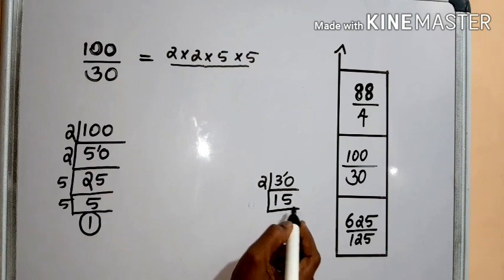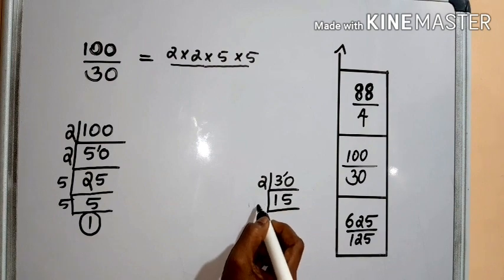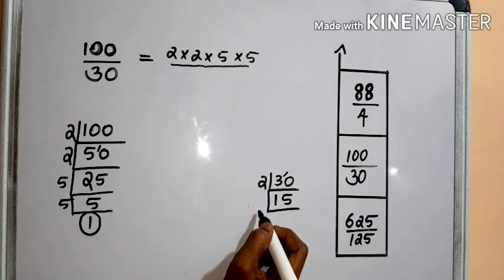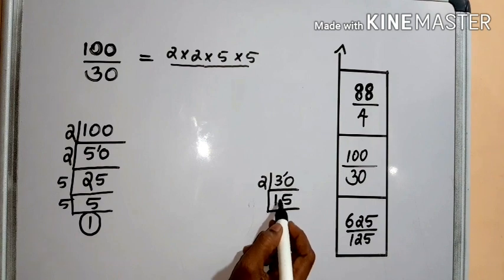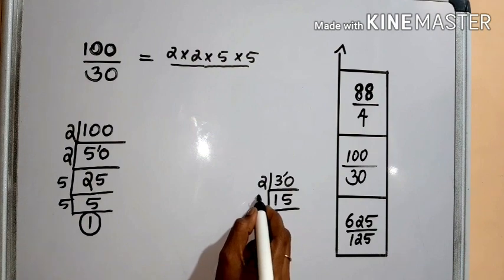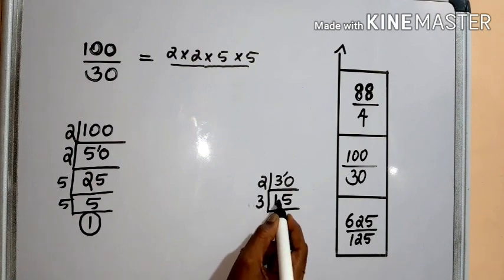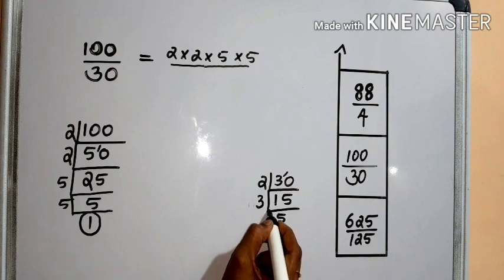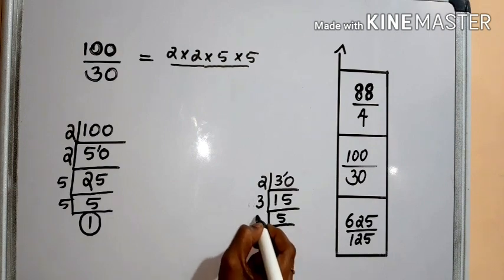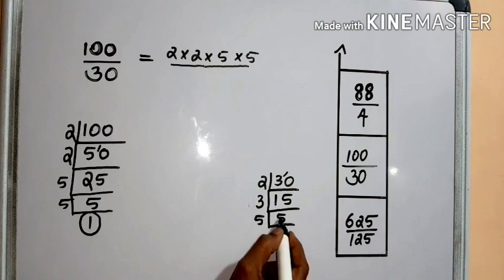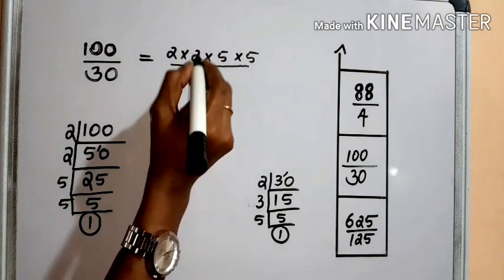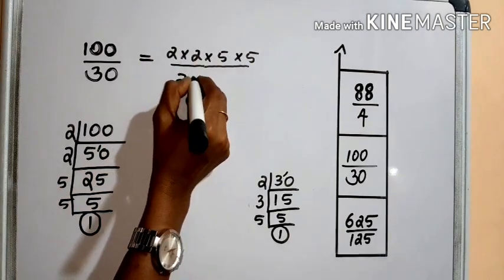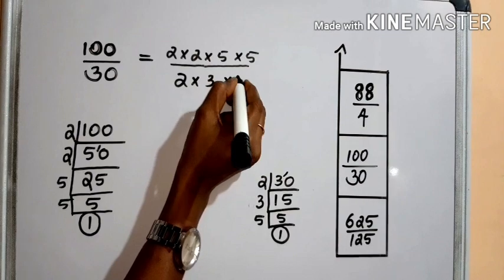What about 15? It is an odd number. So we cannot have here 2. The next prime number 3. Possible or not? Yes, let's check. 1 plus 5, 6. 6 is a multiple of 3. So we can have here 3. 15 divided by 3, 5. What about 5? It is a prime number. We can take it outside. 5 by 5, 1. Prime factorization is over. 30 is equal to 2 into 3 into 5.